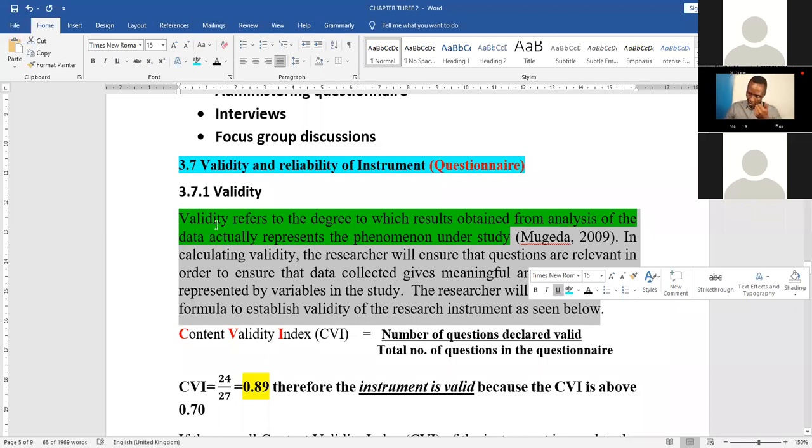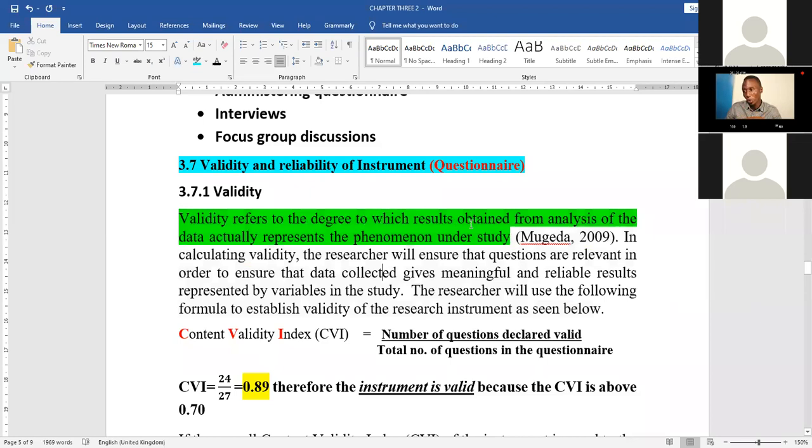So validity here refers to the degree to which results obtained from analysis of the study data actually represent the phenomenon under study. Full stop. That is according to so and so. And then we are seeing that in calculating for validity, the researcher will ensure that questions are relevant in order to ensure that data collected gives meaningful and reliable results presented by the variables. What do I mean here? When you are conducting the validity, you have to ensure that the questions that you give are relevant, they are clear, they are valid.